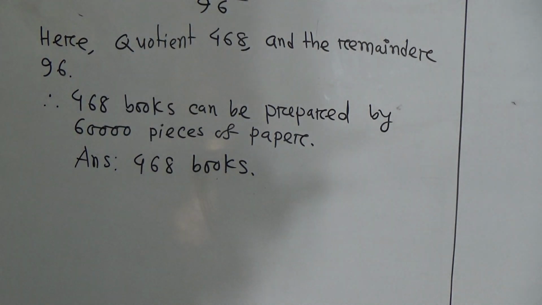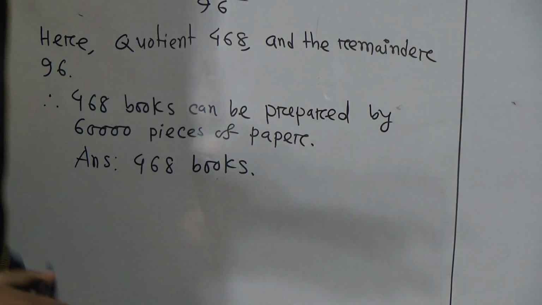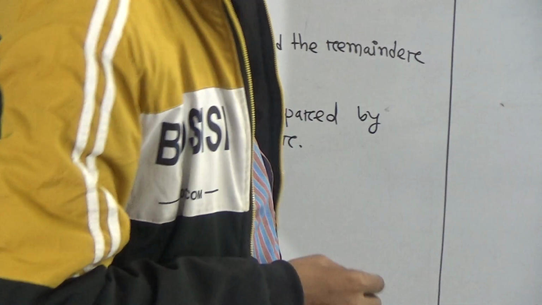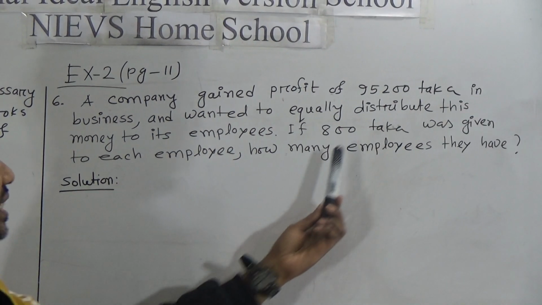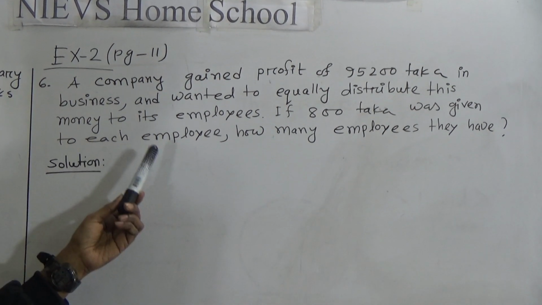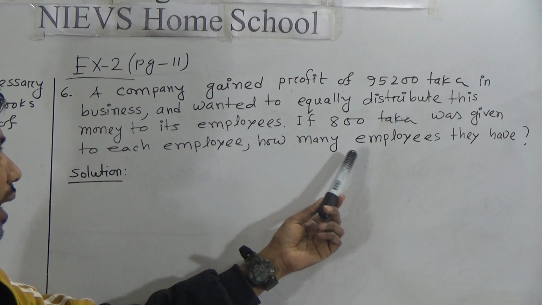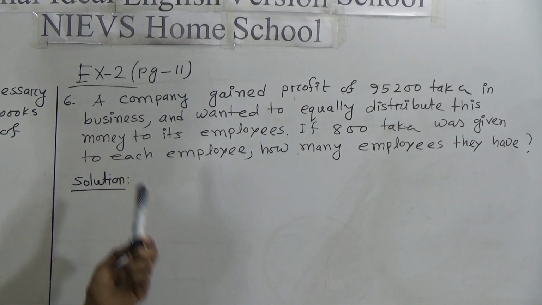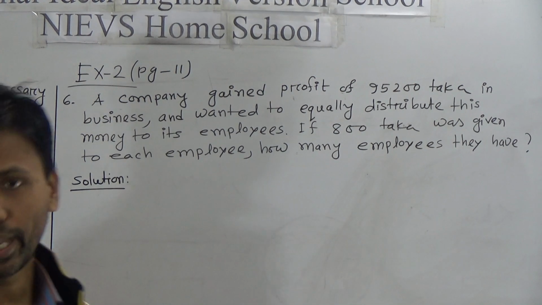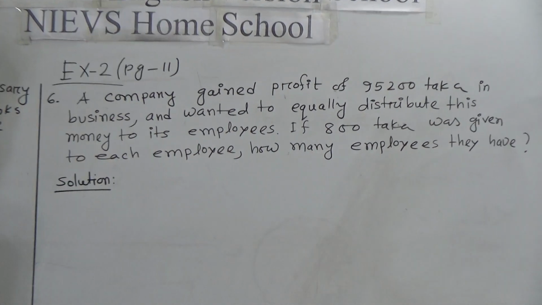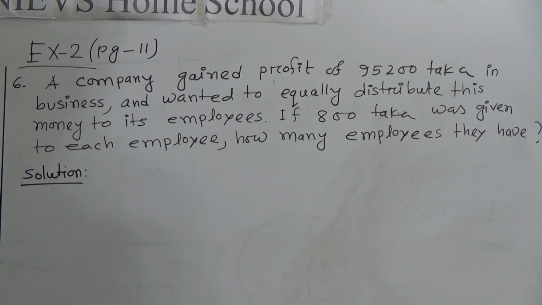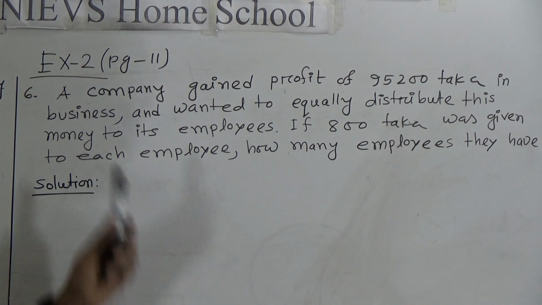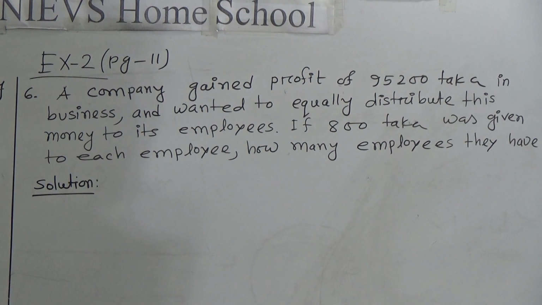Okay, student. Now I'll solve the question number 6. Okay, look. A company gained profit of 95,200 taka in business and wanted to equally distribute this money to its employees. If 800 taka was given to each employee, how many employees they have? That means one employee gets 800 taka. Now we have to determine how many employees in that company.